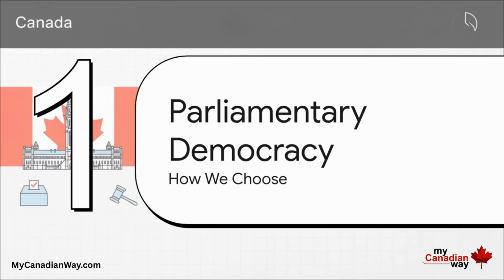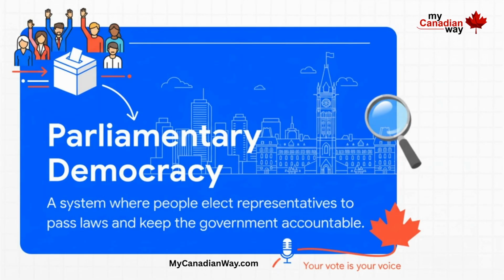All right, let's move on to the second big idea, parliamentary democracy. This is all about how we, the people of Canada, choose our leaders and have a say in our country. You see, in a democracy, the power belongs to the people. And here in Canada, we use that power by voting in elections. We vote for people, who we call representatives, to go to the government and be our voice. They are the ones who make our laws and the big decisions for the country. So you see, your vote is your voice.